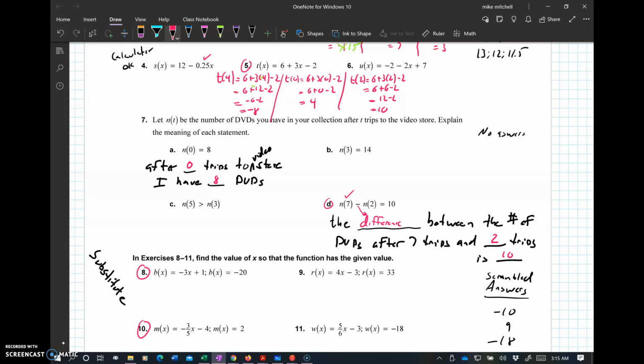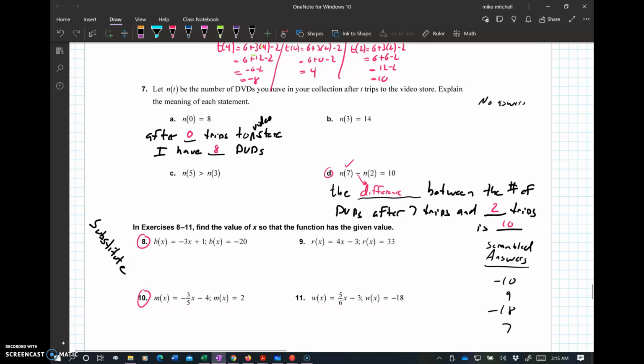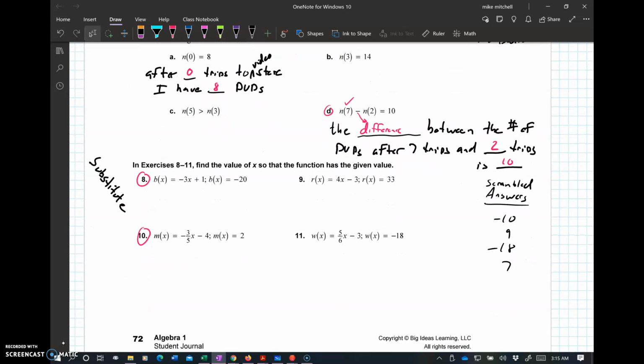This is a greater than symbol. The number of DVDs after how many trips is greater than the number of DVDs after how many trips. This is the same as part A. You've just changed the numbers. B is the same as A, except the numbers have changed.